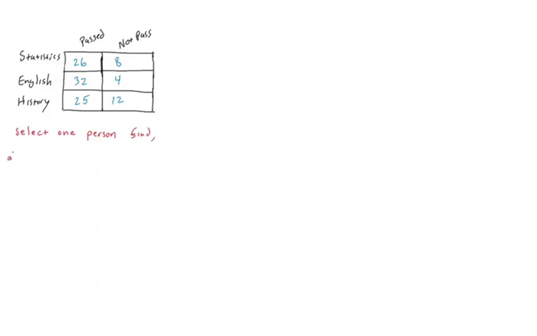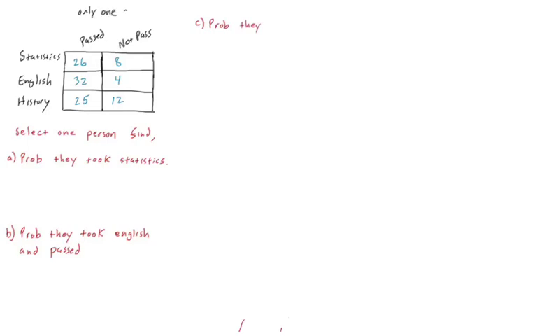And we want to find, and let's put a couple of these things here. The probability that they took statistics. Let's put another one up here. Let's say the probability they took English and passed. And how about the probability they took English and history?